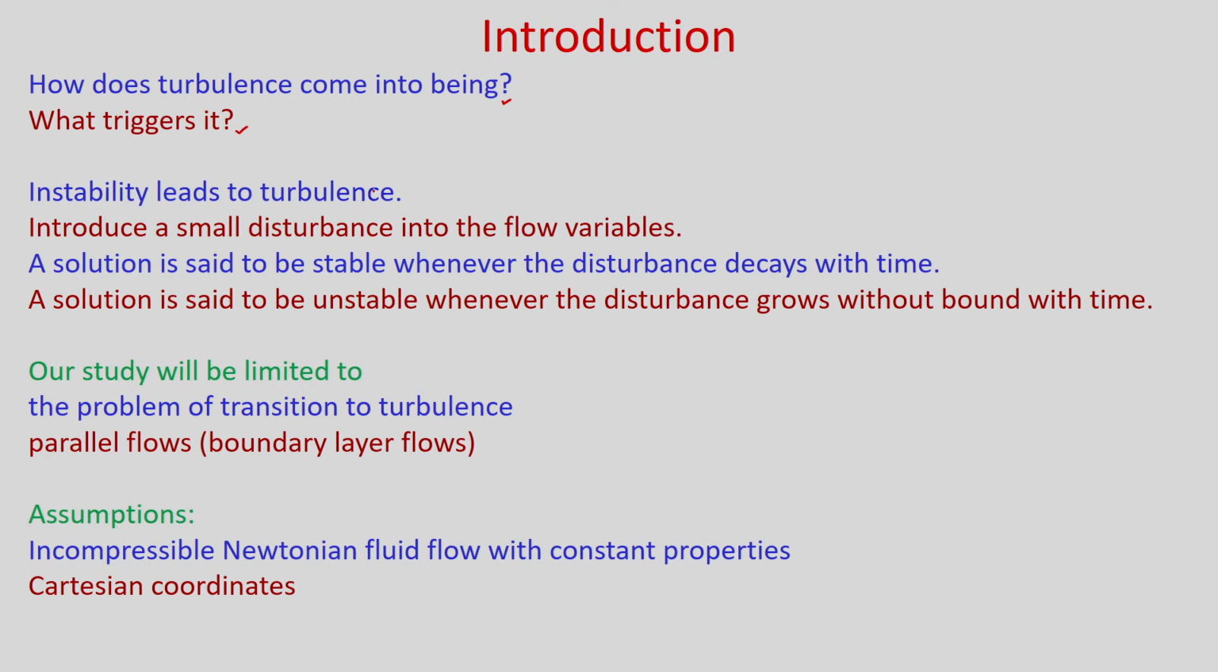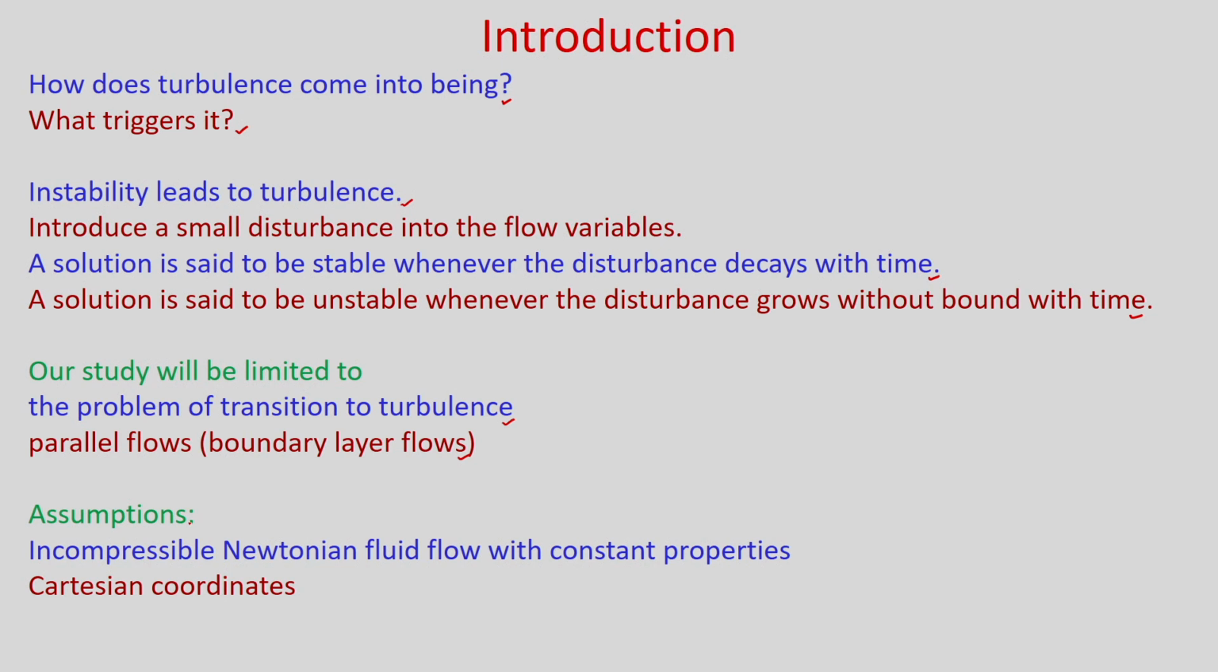So, you have seen that instability leads to turbulence. If we introduce a small disturbance into the flow variables, then a solution is said to be stable whenever the disturbance decays with time, and a solution is said to be unstable whenever the disturbance grows without bound with time. Although this study is very large, our study will be limited to the problem of transition to turbulence, and we will consider parallel flows, mostly boundary layer flows.